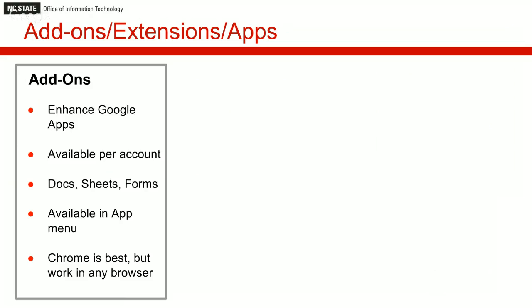So once you enable them and activate them for your own personal account, whether it's your NC State Google account or a consumer account that you have with Google, they will be available per account, which means that you can log into any computer, any browser, anywhere, and still have access to those add-ons. You can find them in the app menu, and we'll demo where to locate your add-ons later on in the presentation. And we recommend that you use Chrome for Google add-ons. They will work in any browser, but tend to have better performance in Google Chrome.